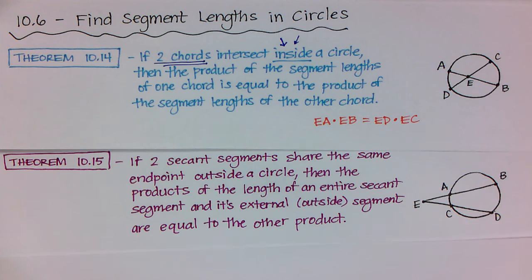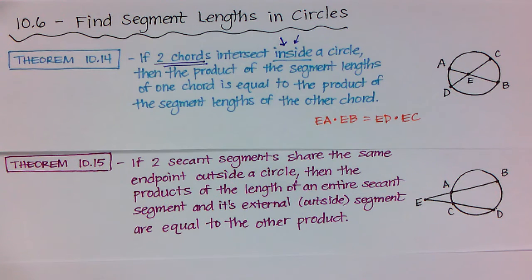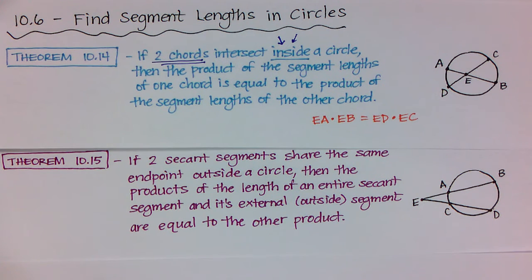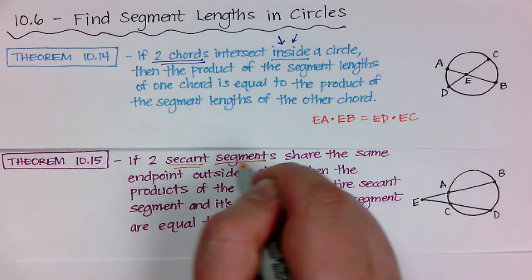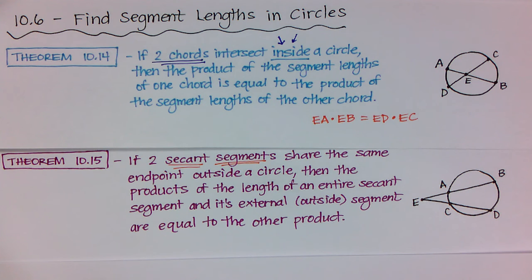Our next theorem is theorem 10.15, and it says if two secant segments, so they're not chords this time, they're secant segments, share the same endpoint outside the circle, so that would be point E, then the product of the length of the entire secant times the external segment is going to be equal to the other product, the entire secant times just the external segment.